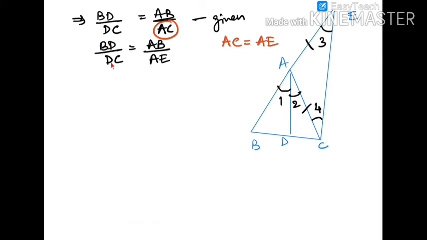Now look at the ratios that we have got. BD upon DC is equal to AB upon AE. So we can say that BC and BE are cut by line AD in equal ratio. So what does this imply? That AD is parallel to CE. How? We have used converse of BPT. So we can now write this implies AD is parallel to CE.